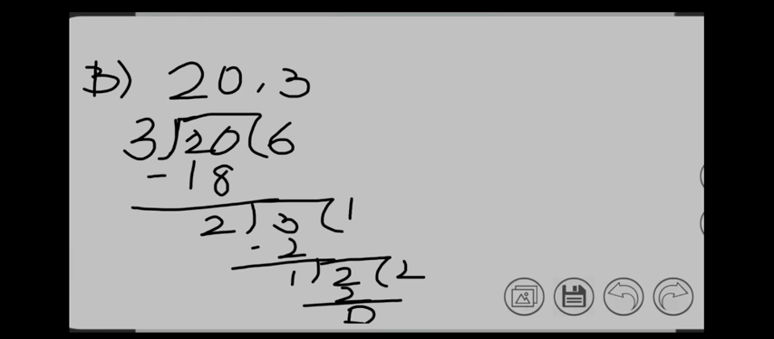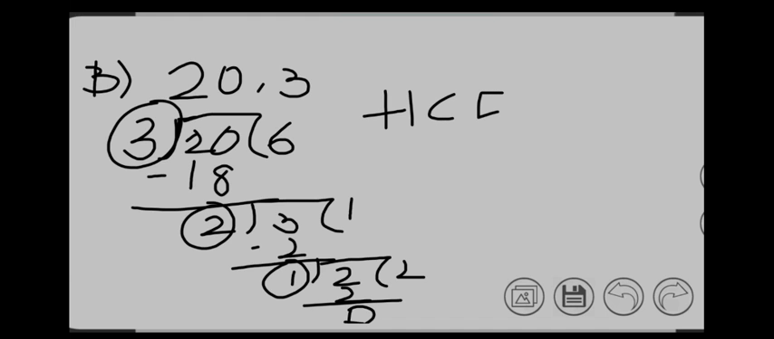That means we have reached 0. That means the last divisor. So here in this question we have 3 divisors. One is 3, the other one is 2, and the last one is 1. So to find out the HCF of 20 and 3 using the long division method, the HCF is the last divisor with which the remainder comes out to be 0. So HCF of 20 and 3 is 1.